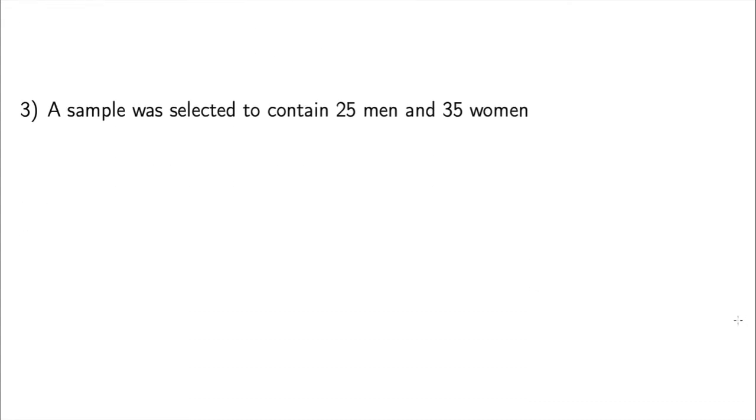Okay, next, a sample was selected to contain 25 men and 35 women. So it sounds like we wanted to make sure that we got men and women in this sample. And it's not quite clear whether or not we had to make sure that we were reaching some quota, but it kind of seems like that to me, at least. We want to make sure we had 25 men and 35 women. And so that is a quota sample.